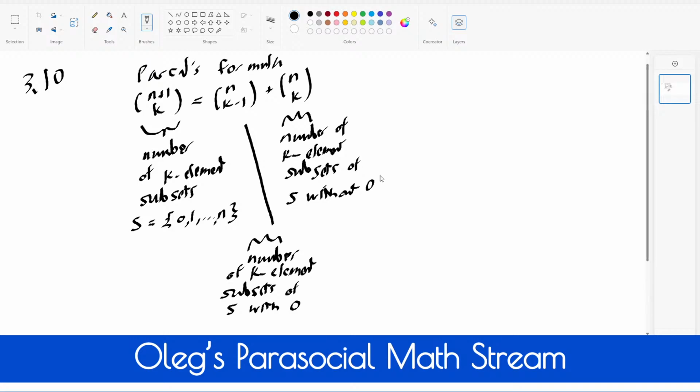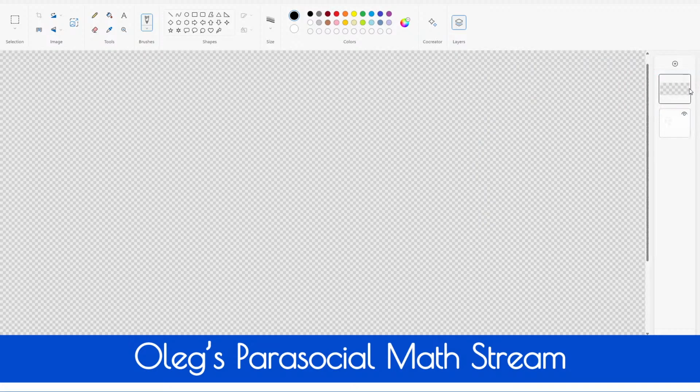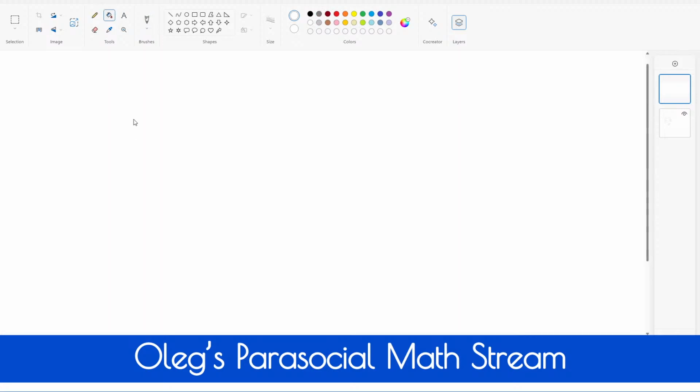So, here we go. Now we're going to use the combinatorial proof to show that n choose k is equal to n over n minus k. By the way, if this sounds weird and unintuitive, it kind of is. It's hard to get a grasp on this concept, but we'll work our way through it.